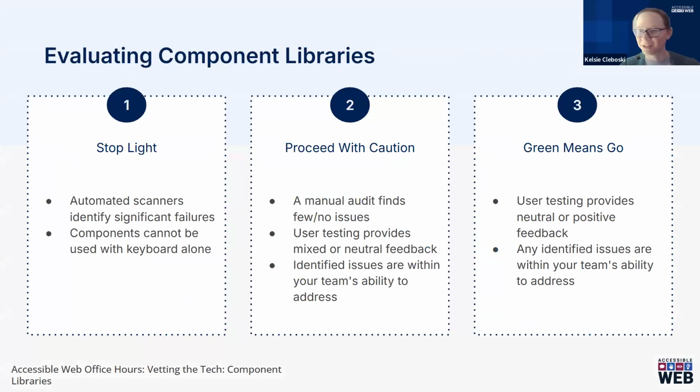So let's move on to phase two of making a decision about our component library, which is evaluating it. Our first test, where if it's failing at this point, I wouldn't recommend moving on with them, is if you run an automated scanner on their components or component library, and it identifies significant failures. We know that automated scanners can only capture a portion of the accessibility items we would care about. And if an automated scanner is already catching a lot of significant issues, chances are that if you dig further, there's going to continue to be more issues.